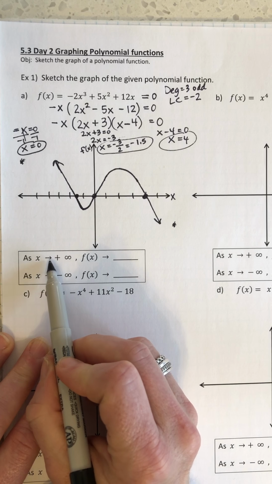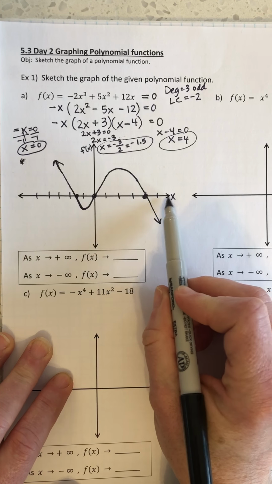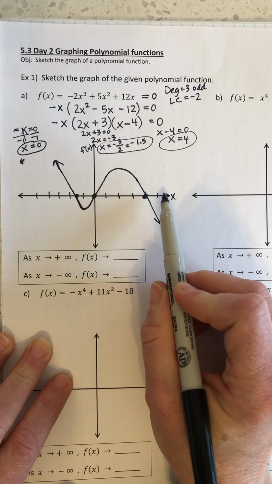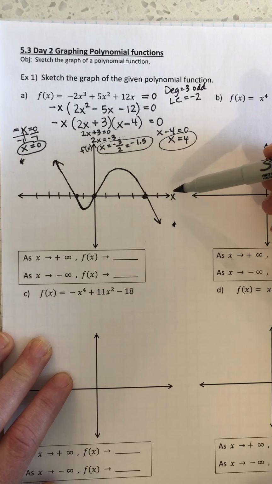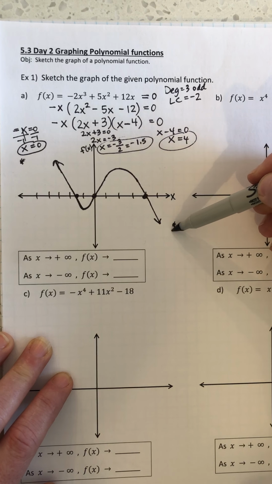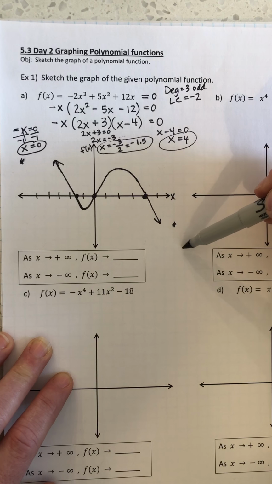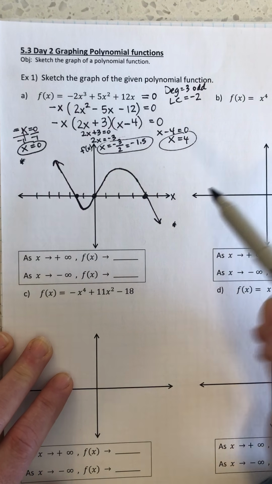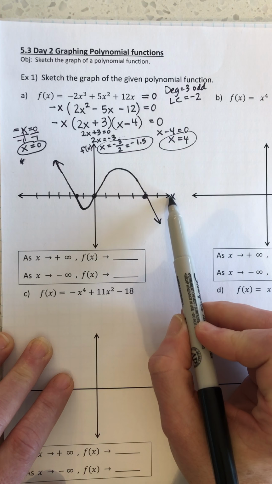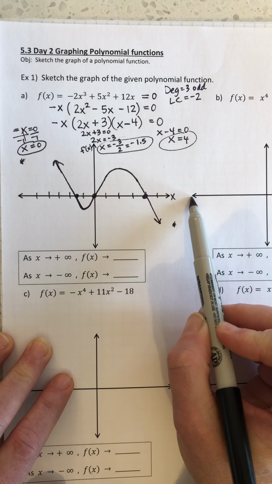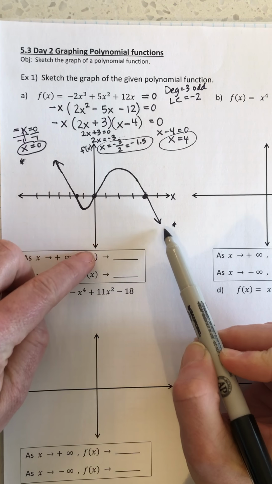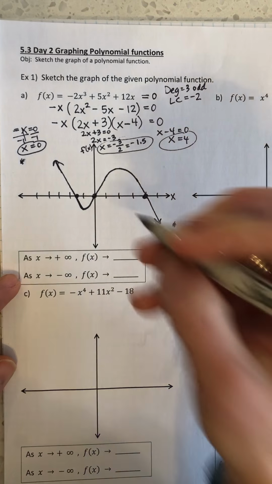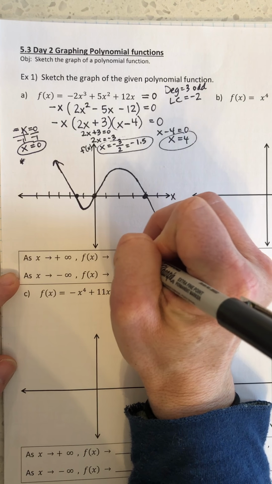So as x goes towards positive infinity, so as x gets bigger, right? You plug this number in, that number comes out. You plug this number in, that number down here comes out. That's where the graph is going. So those are the y values that are coming out of this function as x gets bigger and bigger. So as x gets bigger and bigger and heads towards infinity, what's the y value? What's the f of x value heading towards? It's heading towards negative infinity because the graph is ending down.